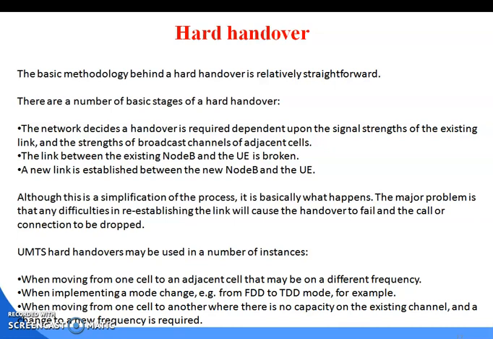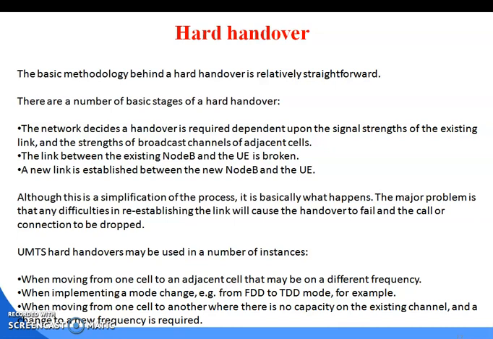The link between the existing node B and the UE is broken. A new link is established between the new node B and the UE. Although this is a simplification of the process, it is basically what happens. The major problem is that any difficulties in re-establishing the link will cause the handover to fail and the call connection to be dropped.